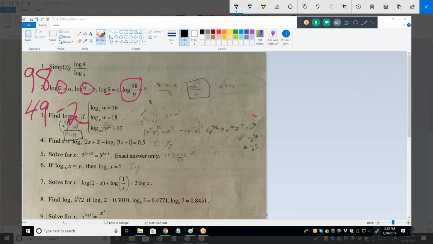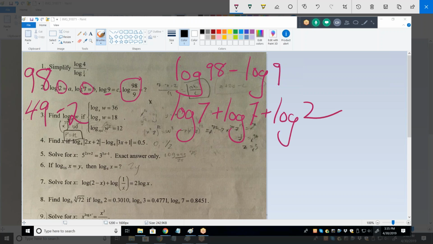I'm going to start more to the left. So the numerator is the log of 98 minus the log of 9. Okay? Yes, sir. And now 98 is the log of 7 plus the log of 7. That's 7 times 7 plus the log of 2. Still subtracting the log of 9. And I think we can leave that as a log of 9 because they've got that there.